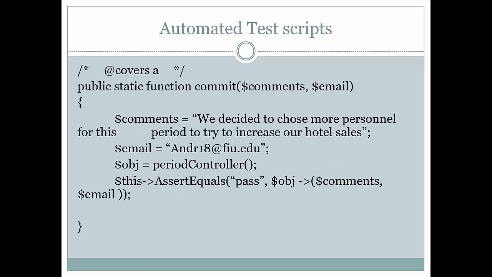Here we have another one for commit. Here we create comments, and this string saying we decided to choose more personnel for this period to try to increase our hotel sales. Email equals under18 FIU. We create an object for period controller, and we assert that given the call to that object with the comments and the email, the model would return pass.